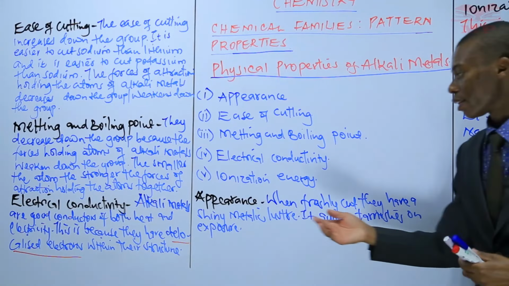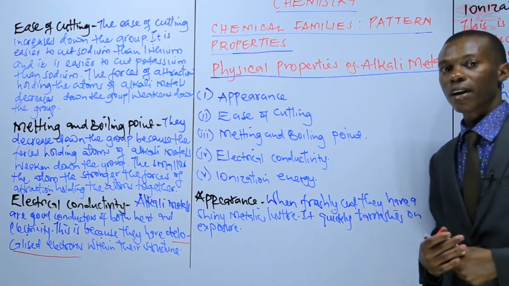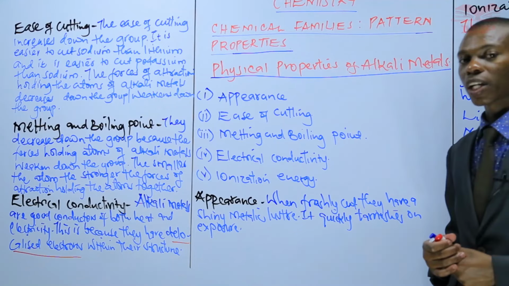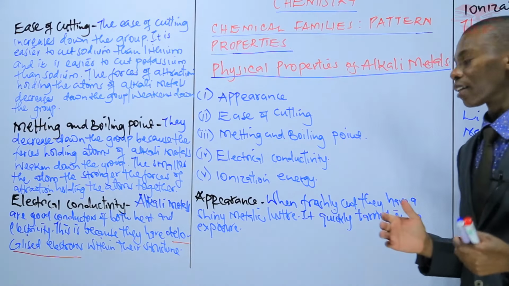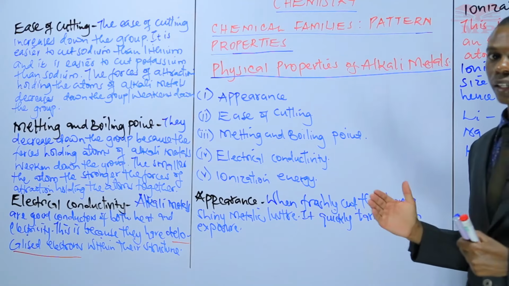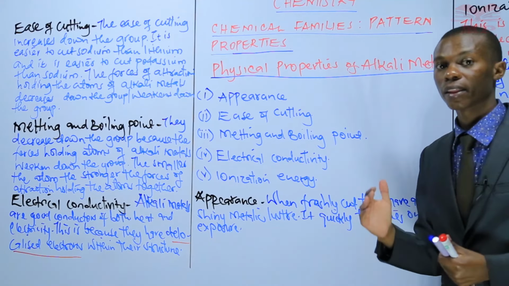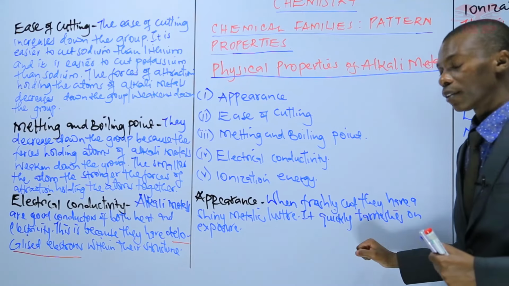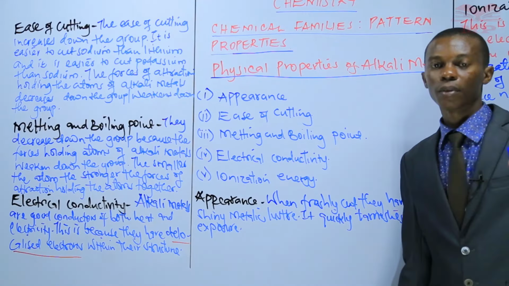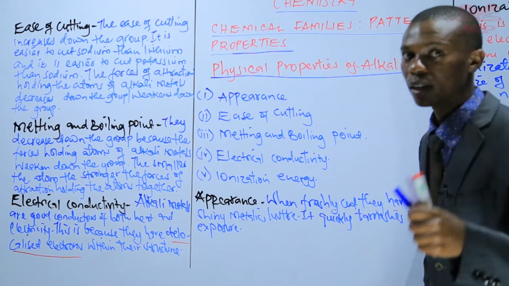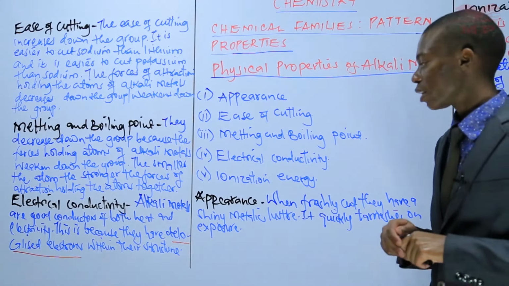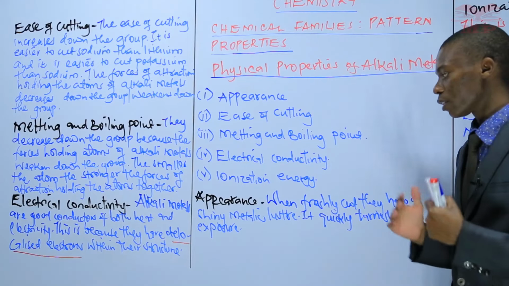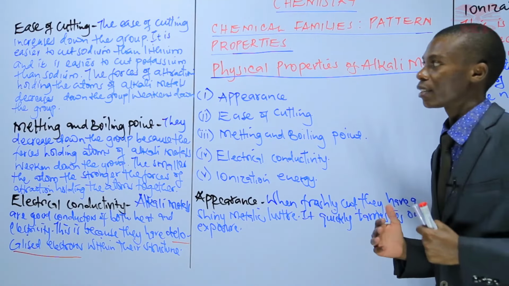Remember, we have said again that the appearance, when freshly cut, they have a shiny metallic luster. The cut surface is shiny, but this shiny surface quickly tarnishes on exposure, because these are reactive metals and they quickly react with atmospheric oxygen, leading to formation of oxides. And that's why the shiny metallic luster disappears.